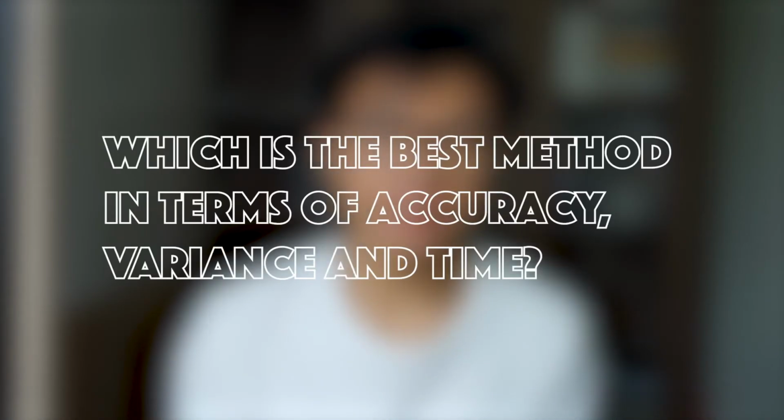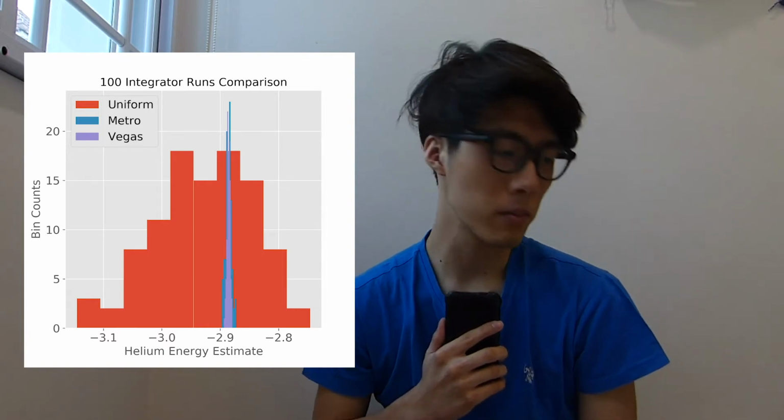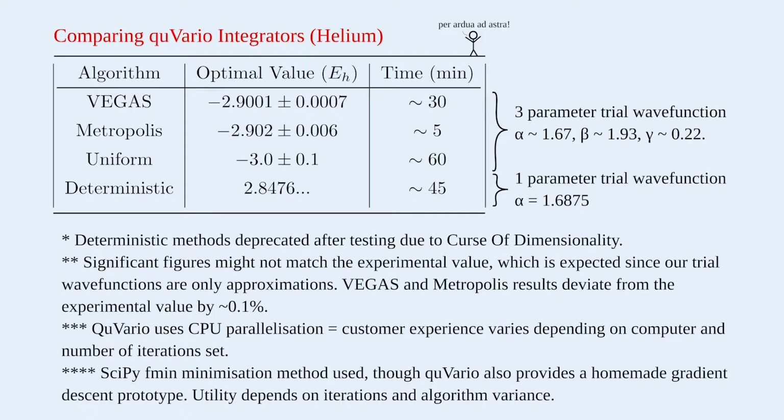Which method gives the best accuracy, variance, and time? For our uniform integrator, we find that for the helium 6-dimensional problem, it just doesn't cut it due to the nature of our quantum system. So it really is a close fight between Metropolis and Vegas, where Vegas will tend to be more accurate by giving more correct significant figures and have smaller variances. But Metropolis tends to be faster for our current implementation.